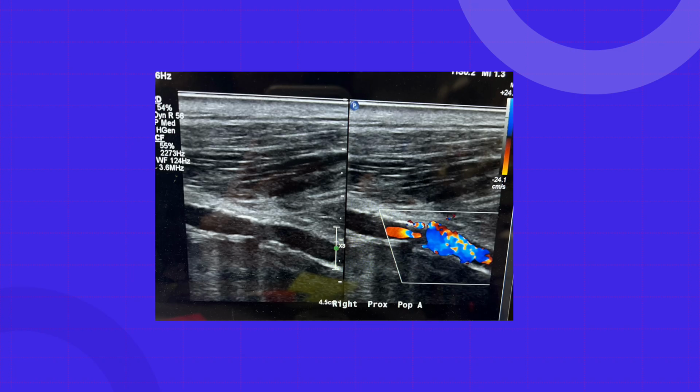Perfect. This is just what I wanted. So you can see a picture here in grayscale. This is the right prox popliteal artery. On the left, it's grayscale. Honestly, I can't really appreciate that plaque so much. Maybe I can. But when I turn the color on, look what happens. That color really gives it away.